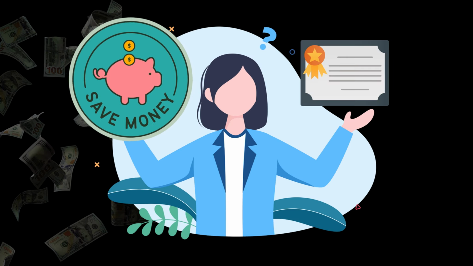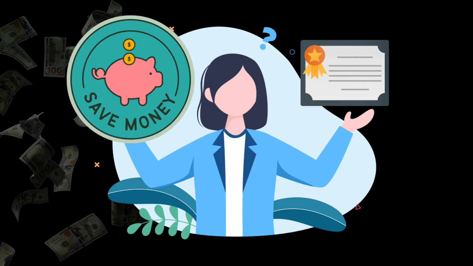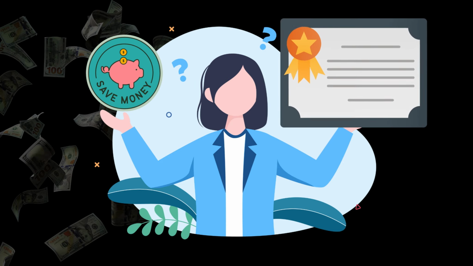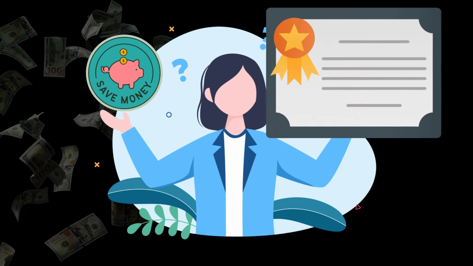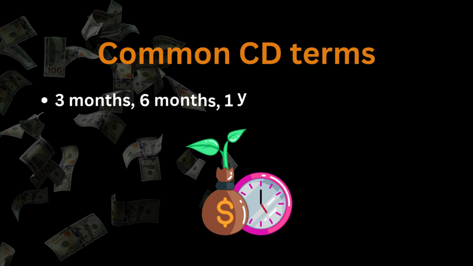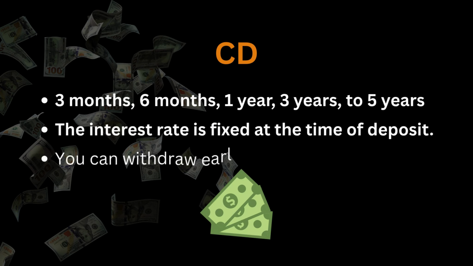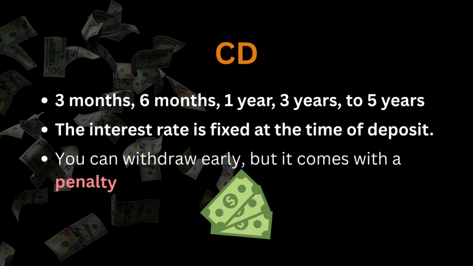If you want access to funds at any time, a savings account is a better choice. But if you know you want the money for a while, CDs offer higher returns. Common CD terms range from 3 months, 6 months, 1 year, 3 years to 5 years. The interest rate is fixed at the time of deposit. While you can withdraw early, it comes with a penalty, usually a few months' worth of interest. For unpredictable needs, savings accounts are safer.